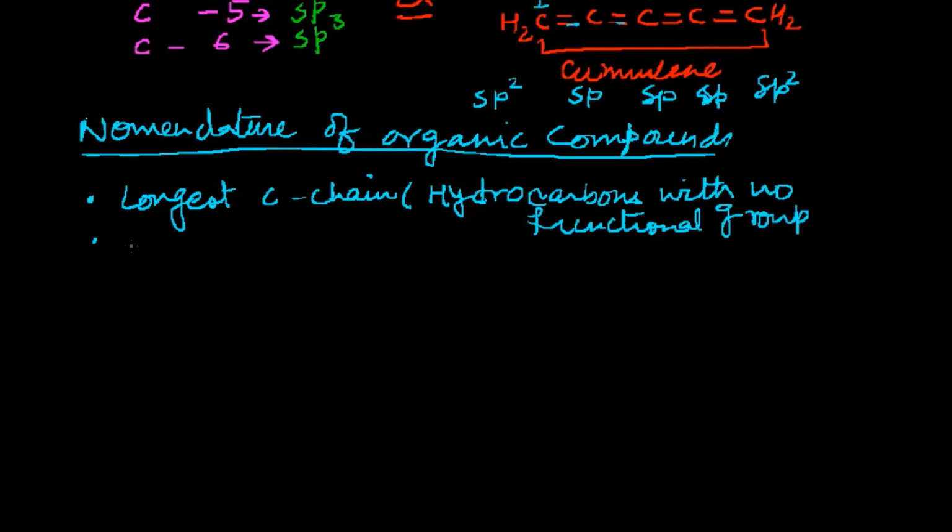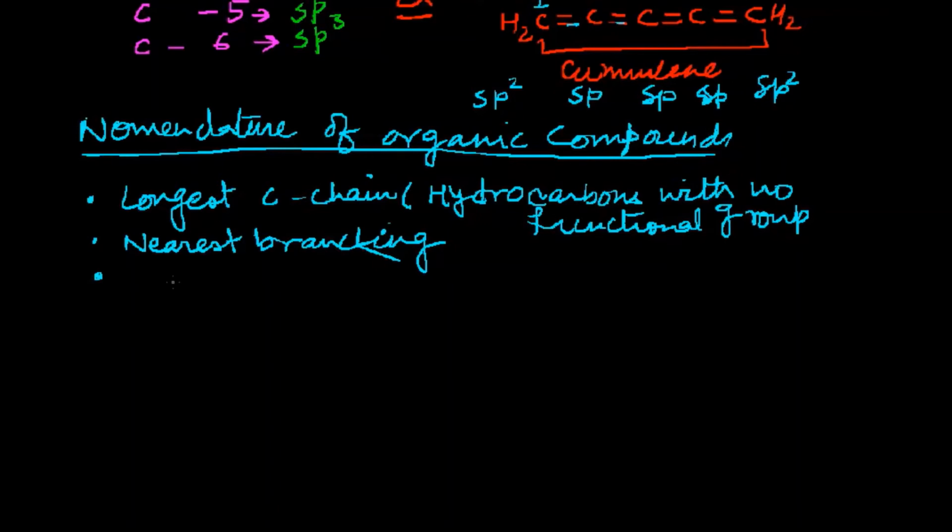Second is the numbering part. It's very important how to number this. Numbering is always done so that the branching must fall nearest. So nearest branching is required.